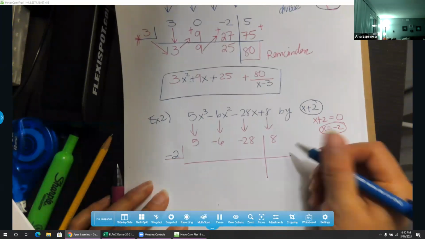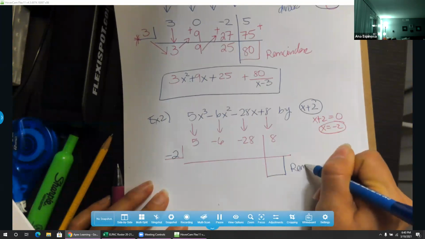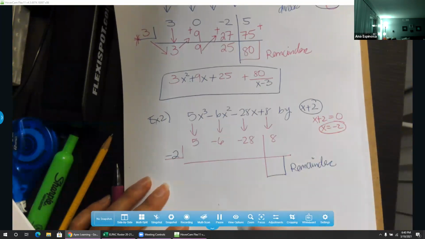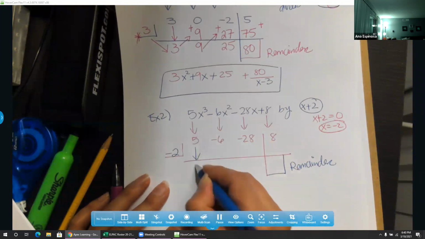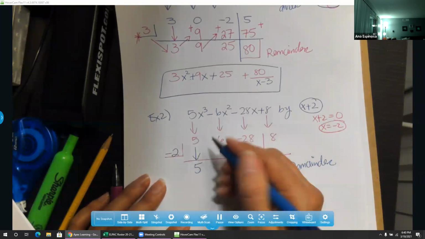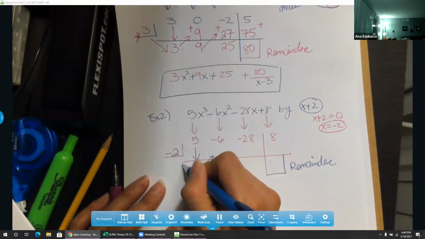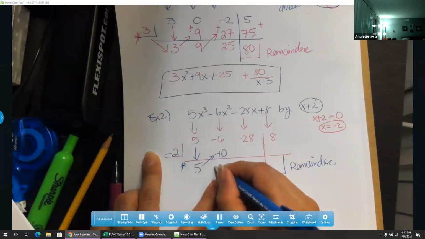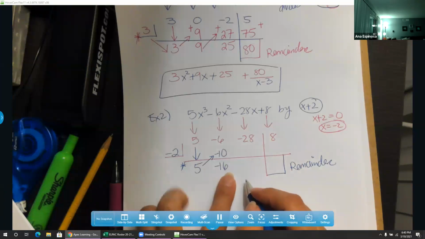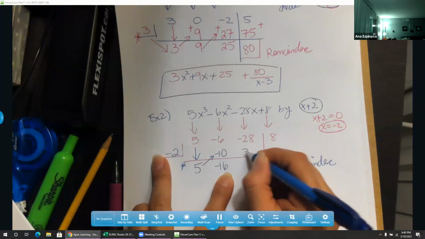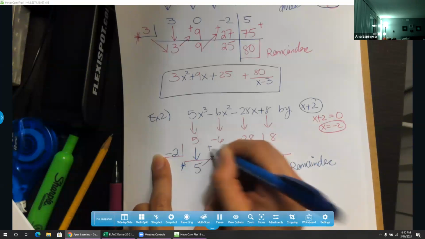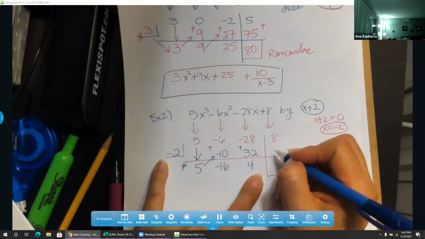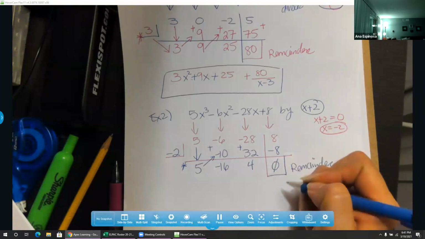Okay, this box will be your remainder, if any, right? So you start by dropping the first number and you multiply by what's in the box and write the result there. I'm going to put multiplication. So that's a negative 10. It's going to be negative 16. You multiply with the box. That's 32. And these you're going to always add. That's a 4. Multiply with the box. Negative 8. Remainder of 0.